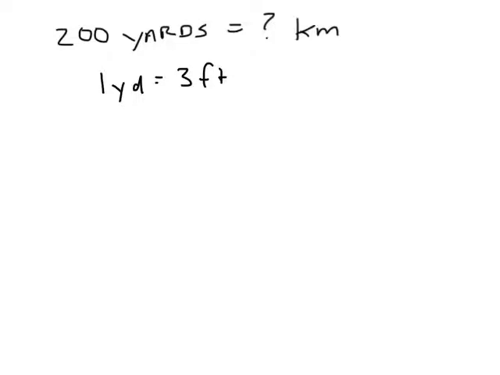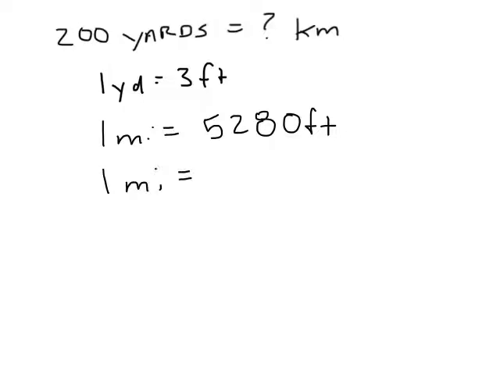Now, I've got several different options to go from feet to kilometers. You could convert feet into a couple different things and then convert those into kilometers. What I'm going to choose to do is, I found this relationship: 1 mile equals 5,280 feet. I'm selecting that because I also found that 1 mile equals 1.61 kilometers on my conversion chart. So my plan is to convert yards to feet, feet to miles, miles to kilometers.